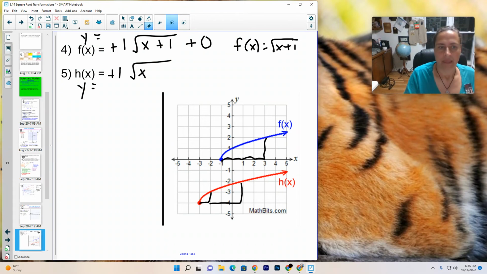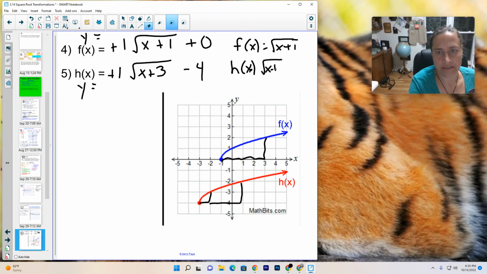Okay. h of x is this red one. It's going to have 2 shifts. It's going to have a horizontal shift. That is a negative 3, so positive 3 inside the grouping symbol. And it's down 4, minus 4. Again, you could shorten this up. h of x is going to be the square root of x plus 3, minus 4.